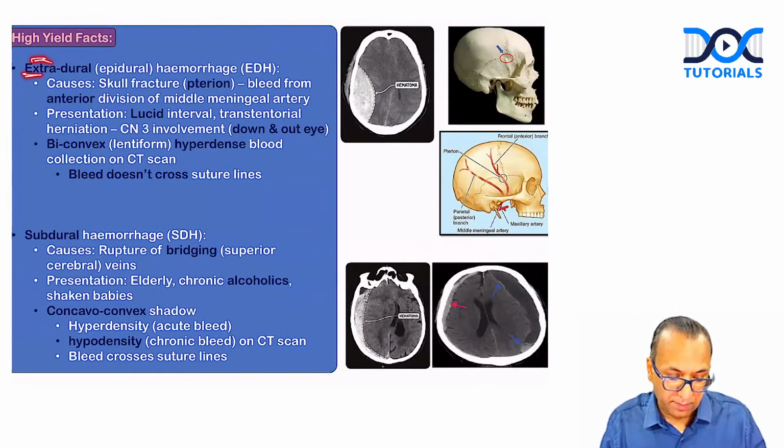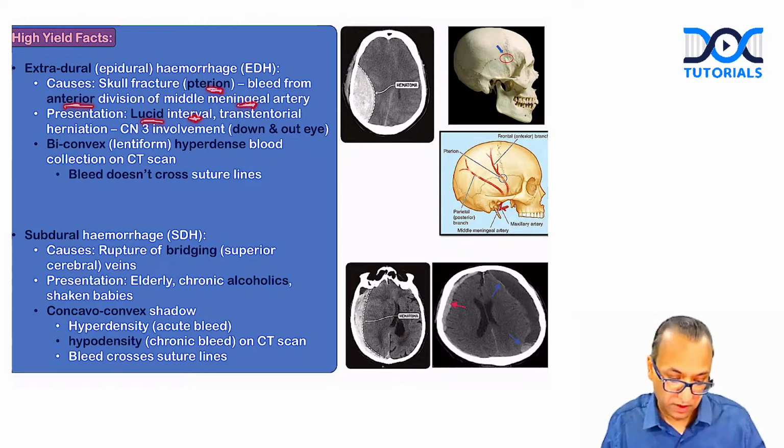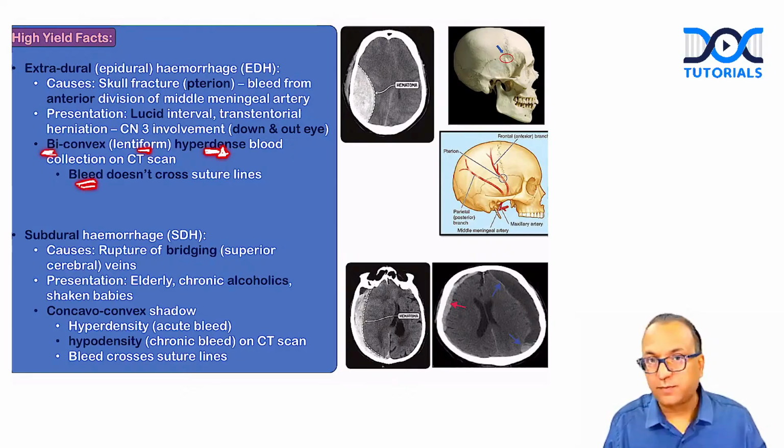If it is extradural hemorrhage, epidural, which is the other name, it could be a fractured pterion, with the anterior division of the middle meningeal artery compromised. Lucid interval: loss of consciousness, a period of consciousness, followed by another loss of consciousness. There can be transtentorial herniation, with the eye down and out because the third nerve is compromised. The CT scan will show lentiform or biconvex shadows, hyperdense because of acute, arterial, dangerous bleed. The patient can die if you don't respond immediately. But the bleeding doesn't cross the suture line.